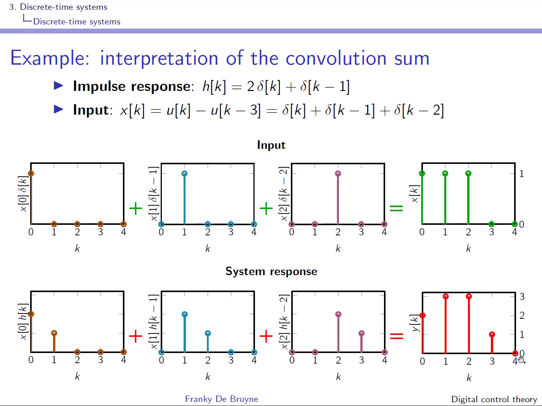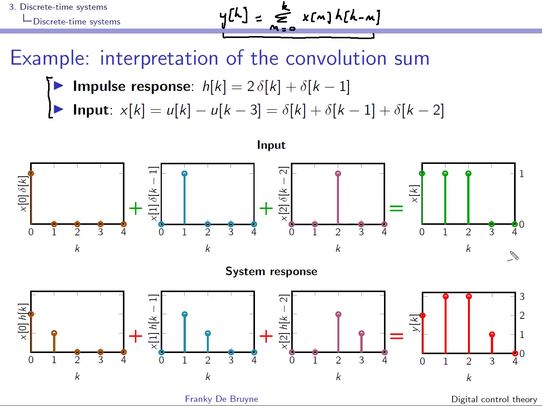What we can do is look at the interpretation of the convolution sum. We see that both the impulse response and the input signal x of k are causal, so the response of the system to the input x of k will simply be a sum going from n equal to 0 to k of x of n h of k minus n.